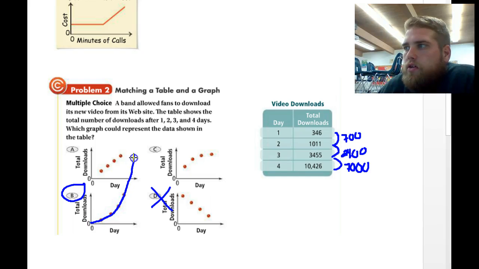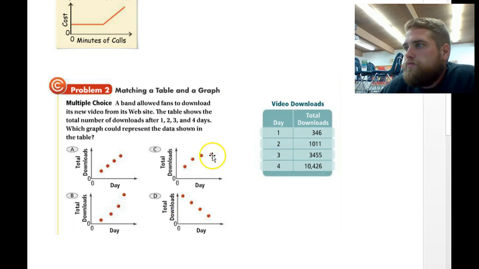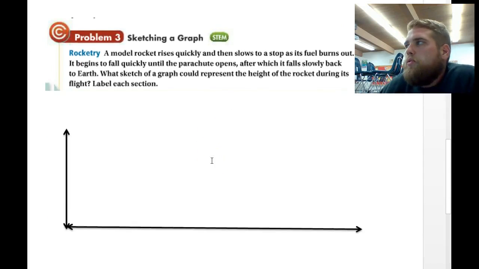This is what this graph looks like if I continued it. We start off slow, and then all of a sudden, whoop, which is what the table is telling us. Once again, questions on this, we'll talk about it. But most of us should be able to see these two are connected. And then finally, problem 3.